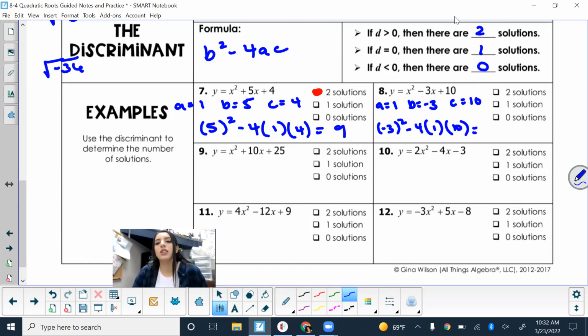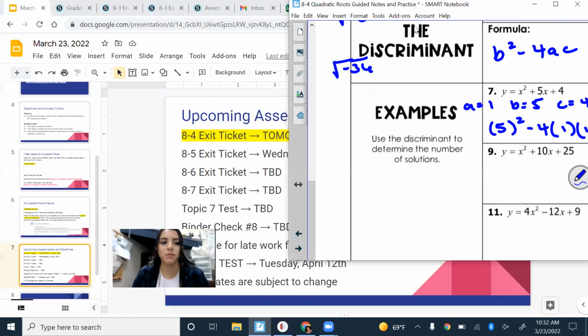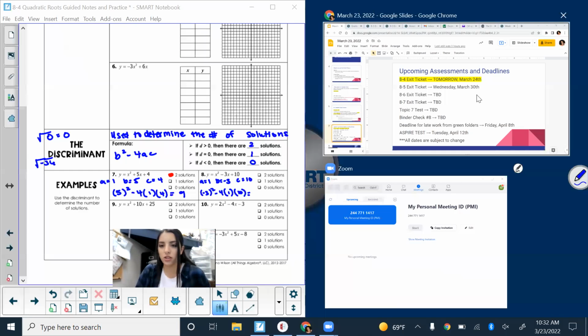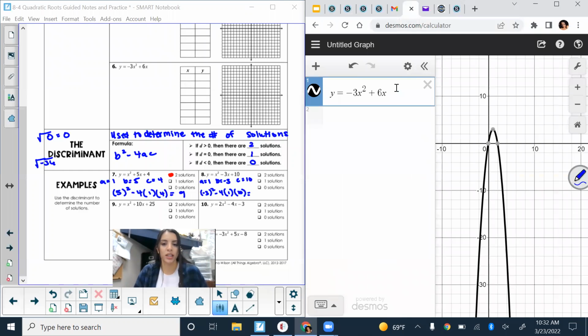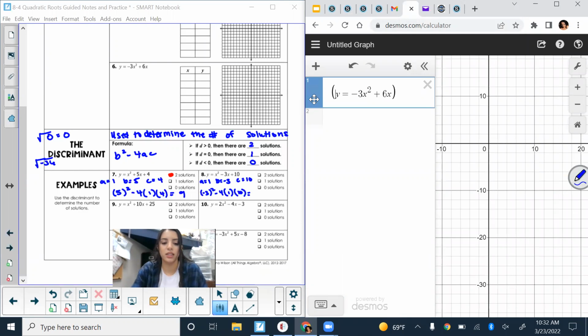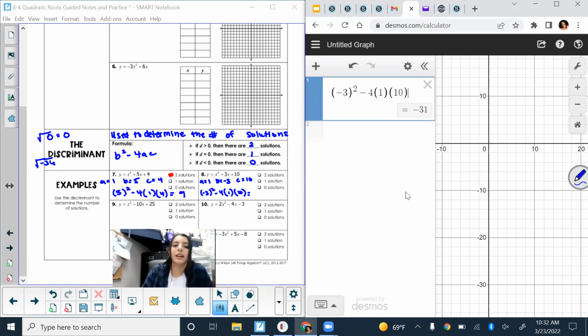Now I'm going to put that into Desmos. That's what I recommend you do unless you're really good at order of operations. And you need to use the parentheses. The parentheses matter. If you don't, the calculator will read it wrong, especially in these problems. All right, when I enter that for number 8, I get a -31.